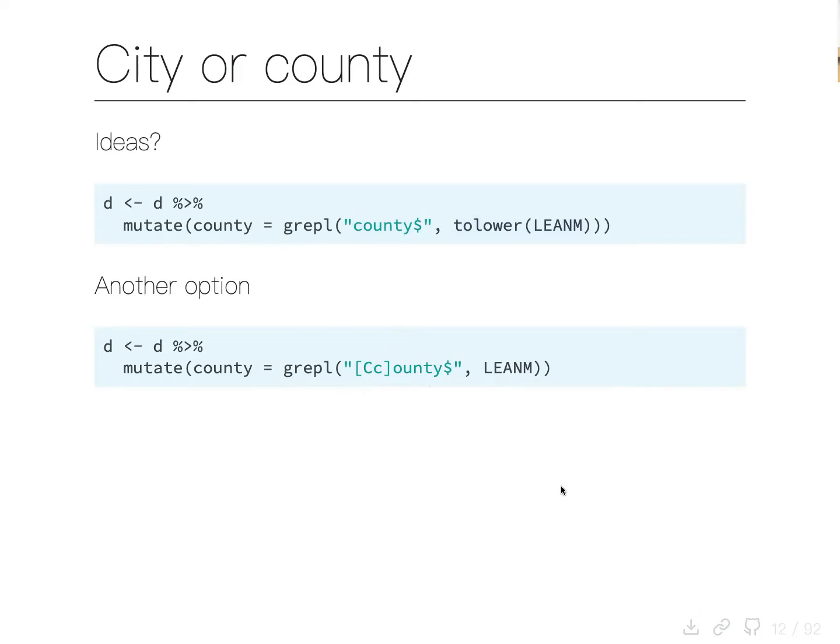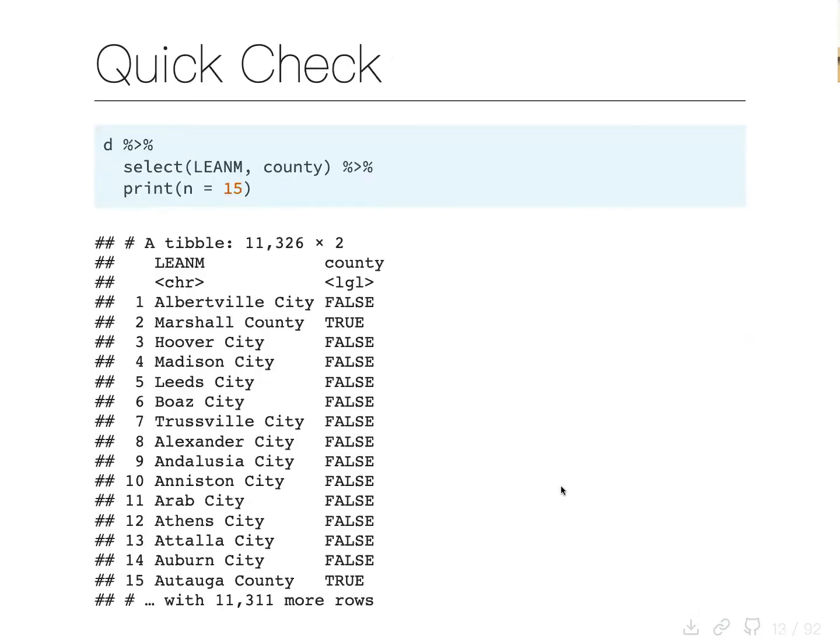So both of these are going to create a new column in my data set called county, which is just going to be a logical variable that's true or false. Okay, and so we can look at this very quickly here. I'm just selecting the LEA name and this county variable I just created, and then I'm saying, okay, print 15 of them. And so we get Albertaville City, so county is false, and then we get Marshall County, and so county is true, right? And you can kind of check through here. There's only 2 counties, but they're both true. And if we really wanted to check, we could look at more rows or whatever.